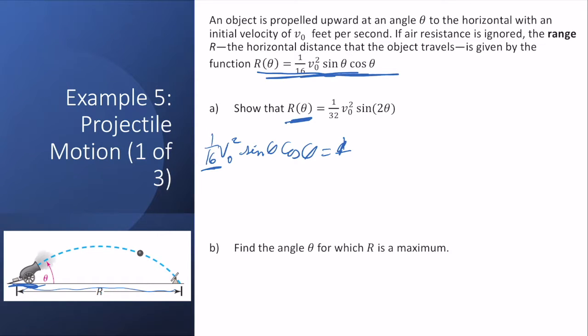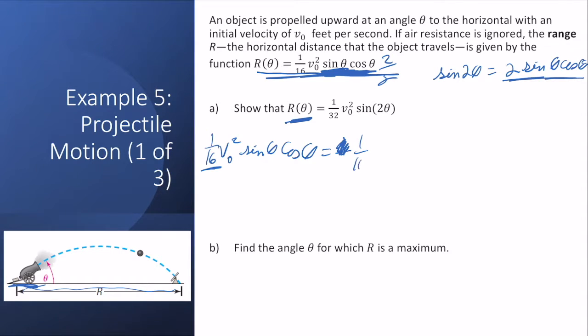Here's a better way to explain it. So first off, let's remember that sine of 2 theta equals 2 sine theta cosine theta. I have sine theta cosine theta. What if I was to multiply that by 2 on the top and the bottom? Or what if I was to divide this by 2? So we're going to multiply this by 2 on the top and the bottom.